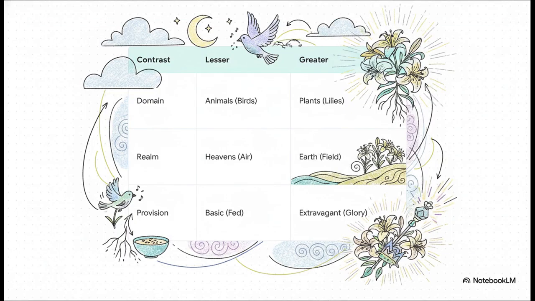Look at the total completeness of this argument. The text doesn't just throw out random examples. It encompasses the heavens and the earth, flora and fauna. It dynamically moves from providing mere basic survival, feeding the birds, to providing extravagant, glorious beauty that actually surpasses royalty. God's care, the text structurally argues, is total and complete.